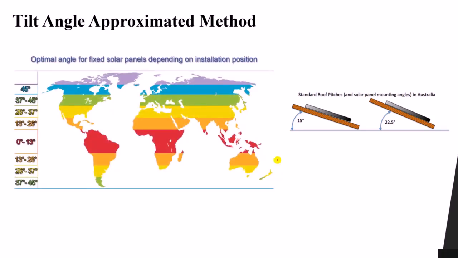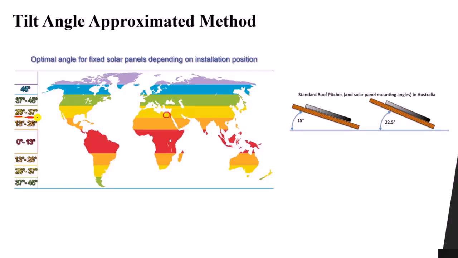Here is a beautiful map which gives us an approximate method. For different regions in the world, depending on your own location, you will select the optimum angle. As an example, here in Egypt, you will find that the optimal installation angle for the tilt angle is between 26 degrees and 37 degrees. This range is the optimum angle.